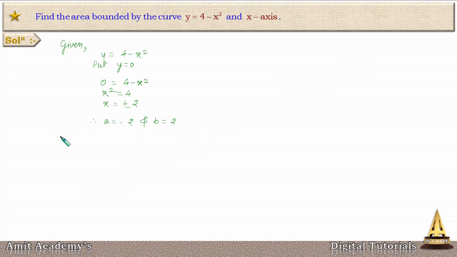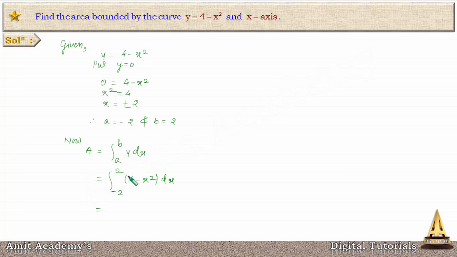And now we can find the area. So now area A is given by integration from A to B y dx. So is equal to integration from minus 2 to plus 2, y is 4 minus x square, 4 minus x square dx. Also if you see here, these limits are in the form minus a to plus a. So here we have to use the last property of definite integration.